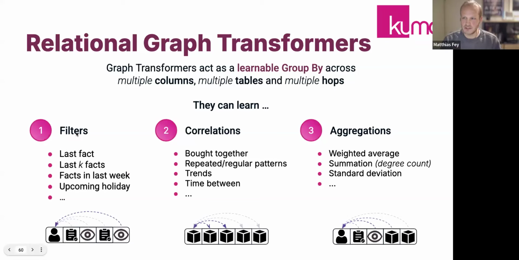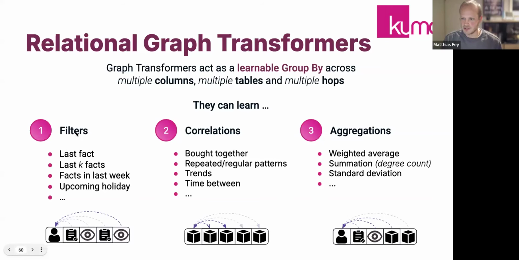The key insight here is that relational graph transformers can actually learn anything on a database that you can think of. So this tightening up of the structural bias that message passing GNNs come with, we can loosen it, and achieve a much more expressive graph transformer model that can actually learn group bys across multiple columns, multiple tables, and multiple hops.